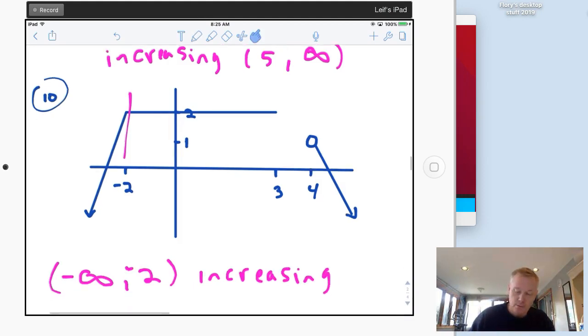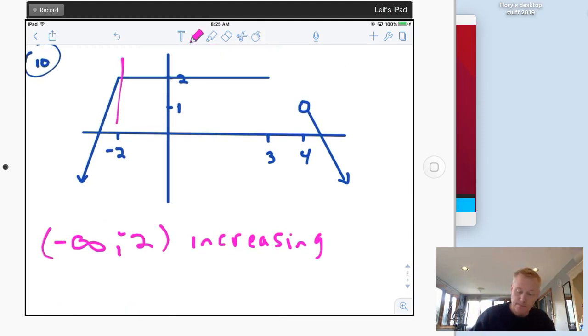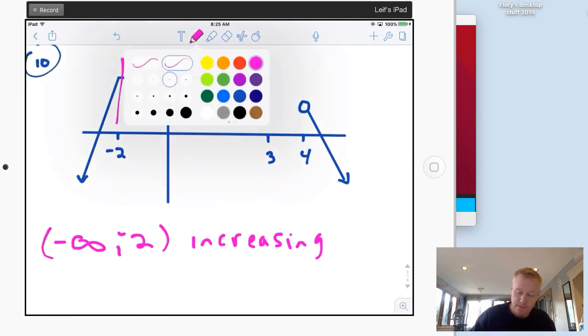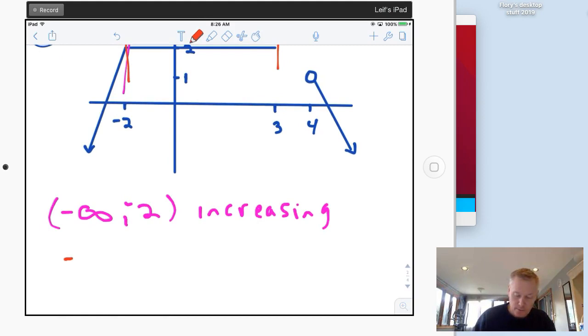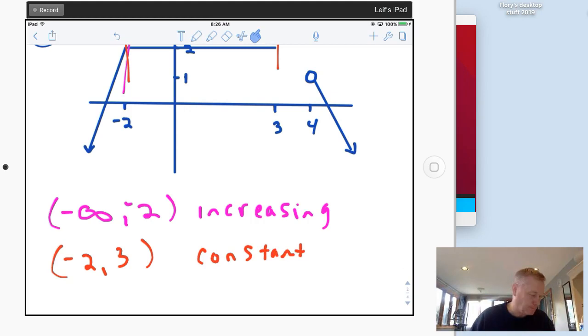Okay. Now between -2 and 3, it's staying the same between here and here, which means it's constant. -2 to 3. Oops, not infinity, 3. Getting ahead of myself. Constant. Between 3 and 4, there's nothing. So I'm not going to put anything. It's not increasing. It's not decreasing. It's not constant. It's none of those. It's just there's nothing there.